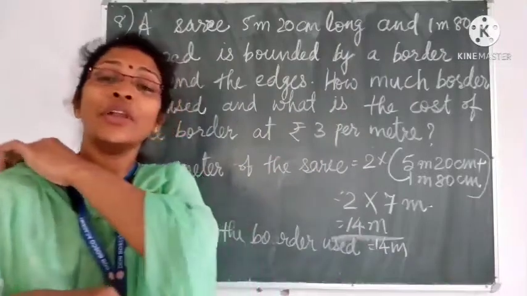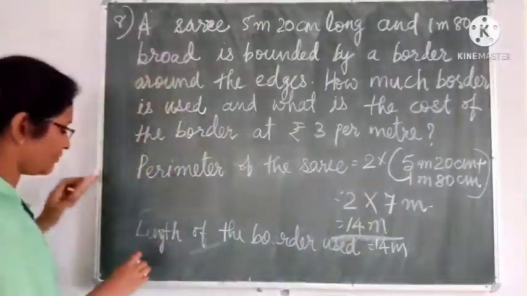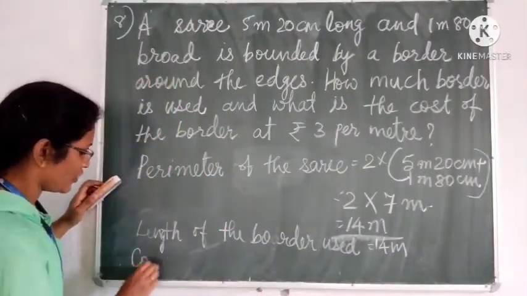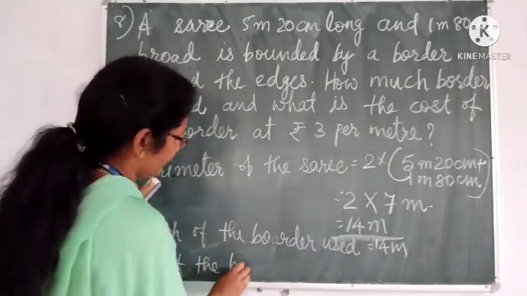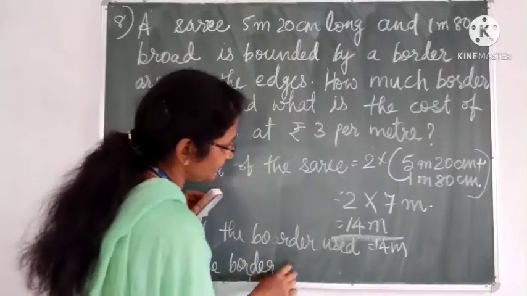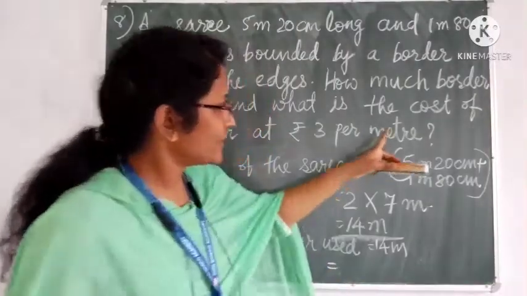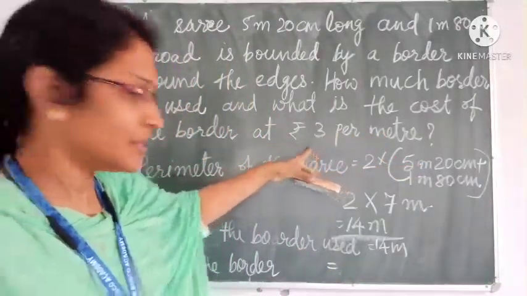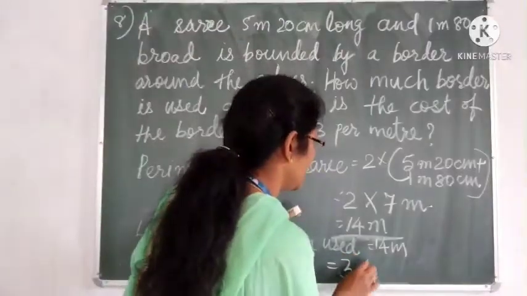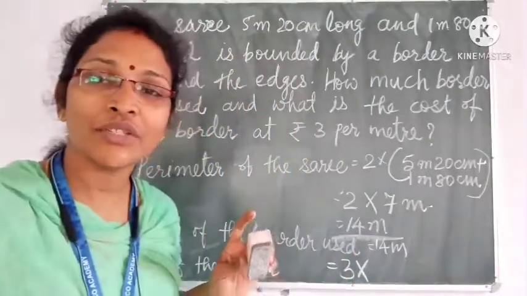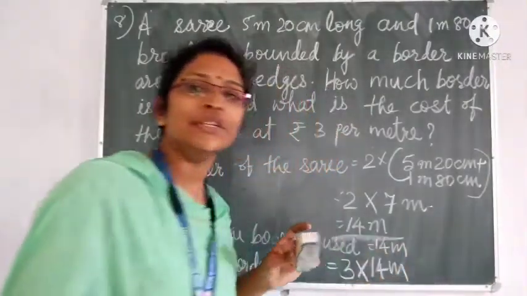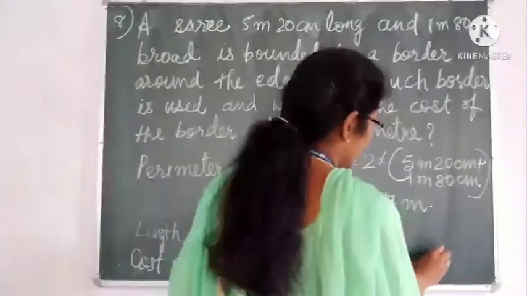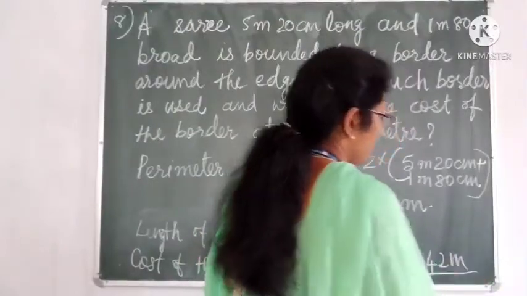Now what do you have to find out? The cost of the border. Cost of the border is equal to, what is the cost per meter? 3 rupees. Total length, that is 14 meters. 3 into 14, that is 42 rupees.